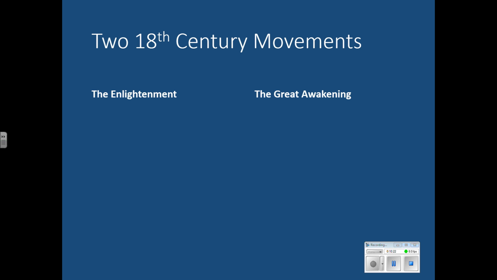Now, there are two movements that I'd like to speak about in the 18th century. One was called the Enlightenment and the other the Great Awakening. In the Enlightenment, there was a great emphasis on reason. The Enlightenment was a movement of philosophers and political thinkers, intellectual leaders, intellectuals in the community. And now this was, of course, very important in Europe, not just in England, but certainly in France. And they emphasized reason. This was sometimes called the Age of Reason.